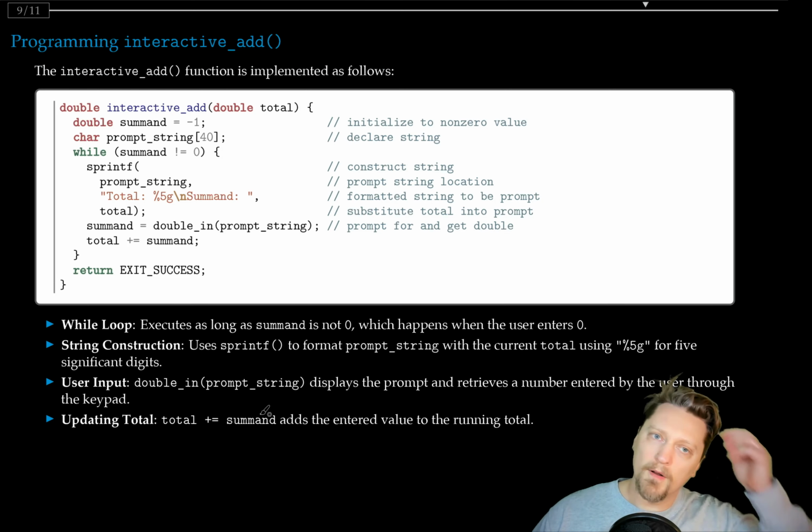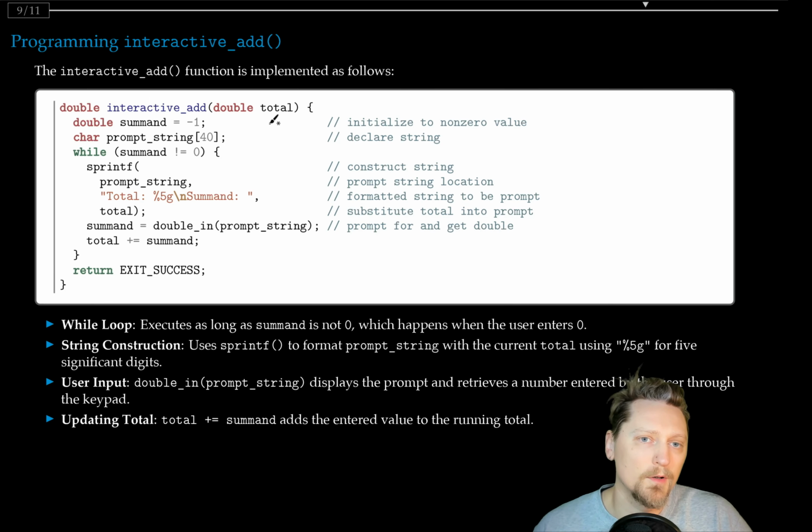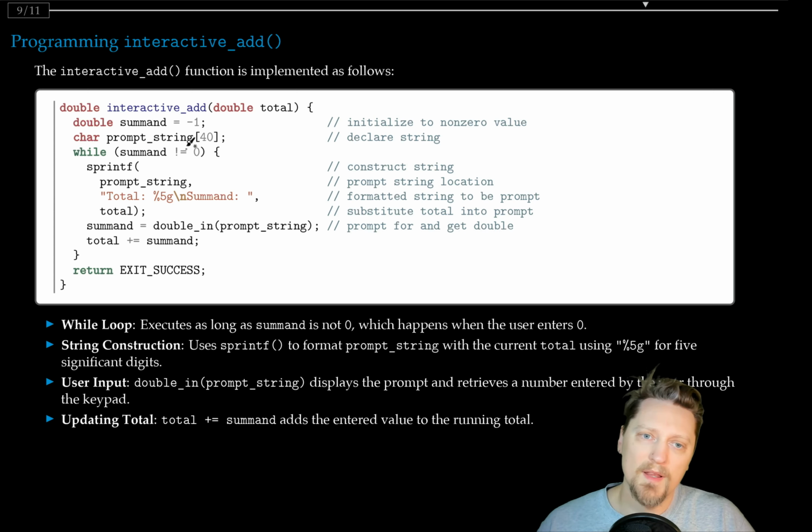Okay, so now we're ready to program interactive add. Interactive add function returns a double. It takes a double, which is the current total to start with, or the starting total. We're going to initialize the summand variable to -1. It could actually be any value as long as it's not 0, because the condition of our loop is going to be that summand is not 0. So we set it to -1.